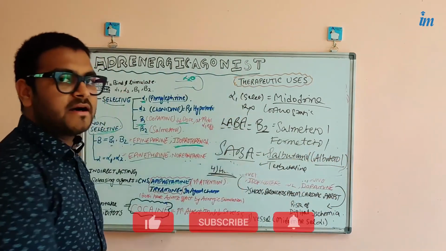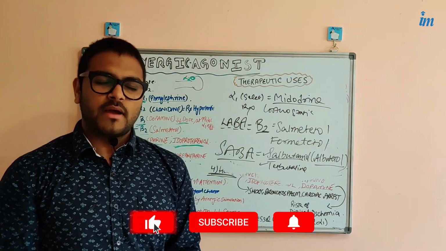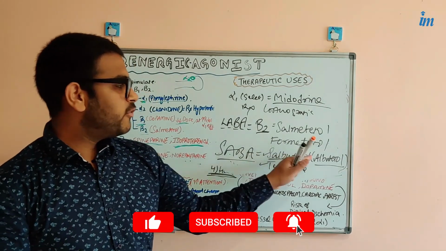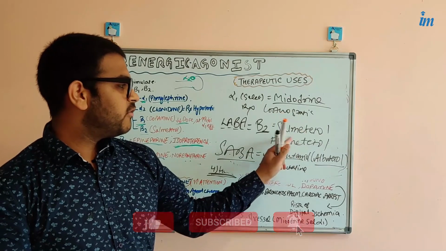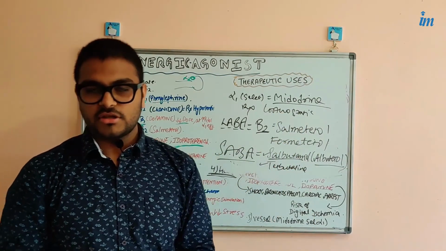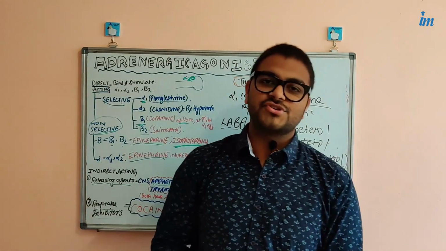So let us memorize. LABAs, long acting beta 2 agonists: examples are salmeterol and formoterol. For SABAs: salbutamol and terbutaline. So this is the action of adrenergic agonists.